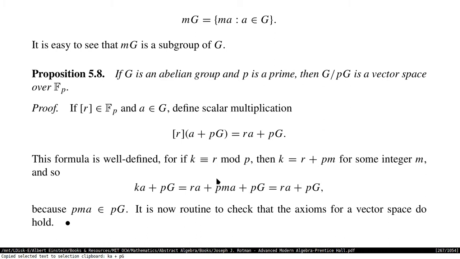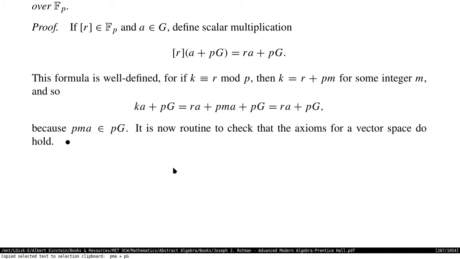Okay, I think I missed something here. K is equal to R plus PM. Ka plus Pg is equal to Ra plus... Okay, so you substitute. I was thinking differently. But replacing K with R plus PM gives you Ra plus PMA plus Pg. And PMA is already in Pg, so Ra plus Pg. This is just like how you do with cosets in general.